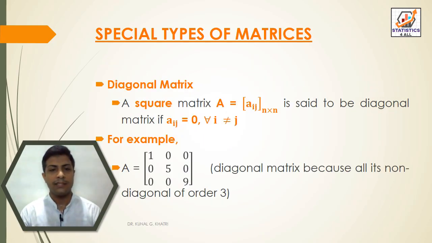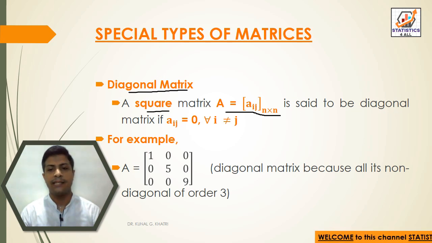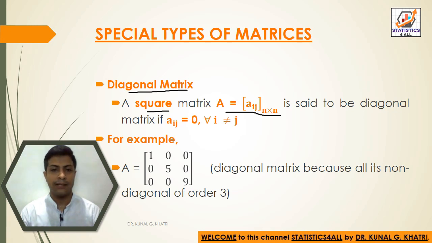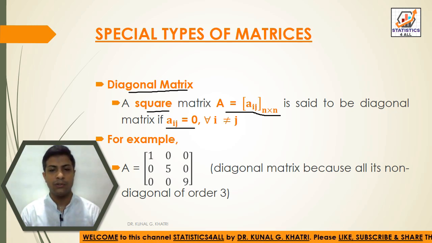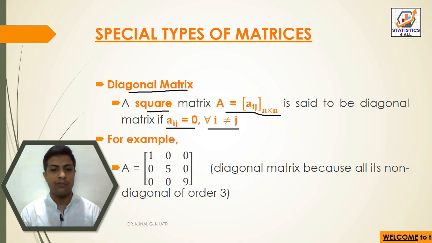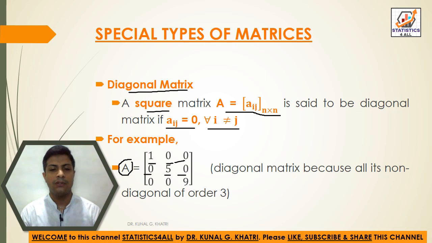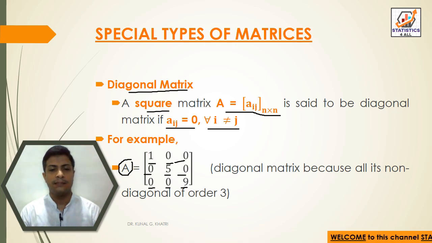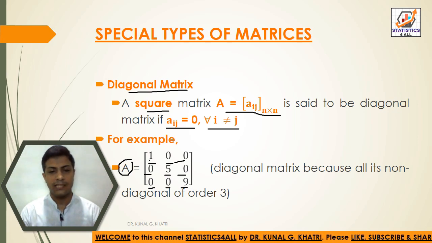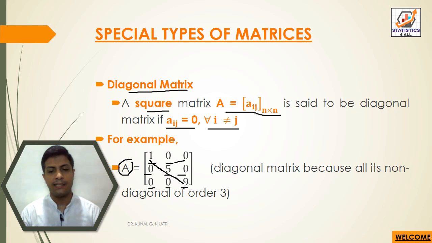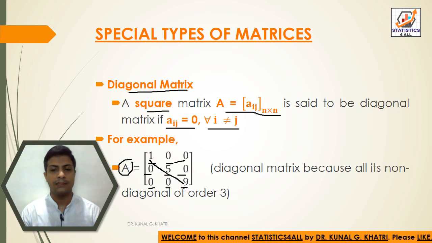Now, diagonal matrix. A square matrix A equal to Aij, that is n into n, is said to be a diagonal matrix if Aij is equal to 0 for all i not equal to j. For example, here matrix A is equal to 1, 0, 0, 0, 5, 0 and 0, 0, 9. Here we can see that other than diagonal elements are 0. The diagonal elements are 1, 5, 9. So it is a diagonal matrix of order 3, because all its non-diagonal elements are 0.